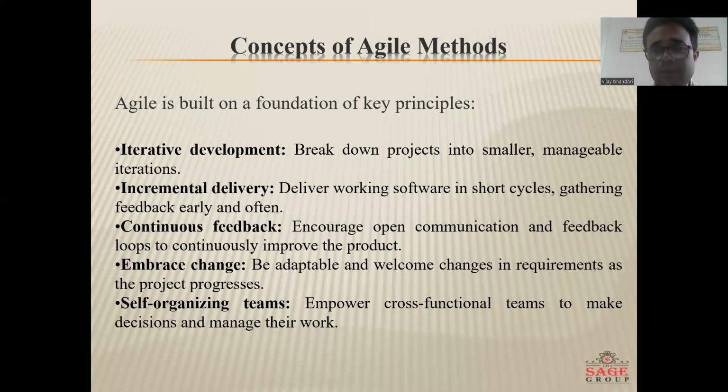Third one is continuous feedback. We encourage open communication and feedback loops to continuously improve the product, so that the customer can be happy. So we have to know this and provide the survey. Embrace change is the fourth one: be adaptable and welcome changes in requirements as the project progresses. And the fifth one is self-organizing teams. It empowers cross-functional teams to make decisions and manage their work. So these are the key principles.